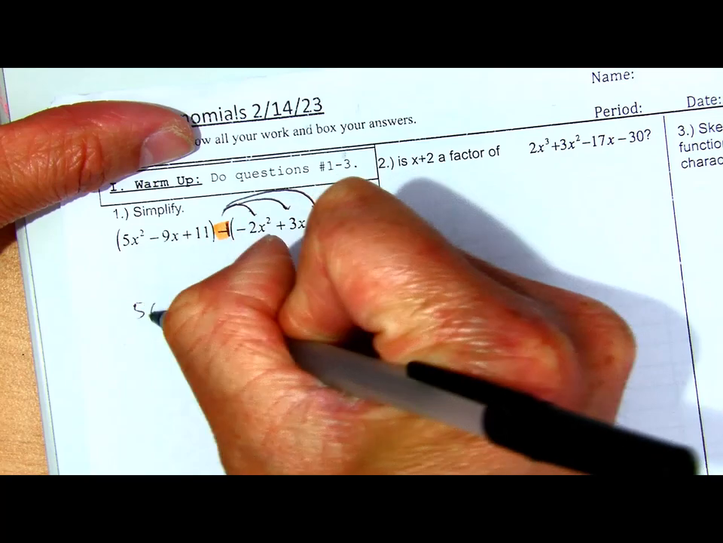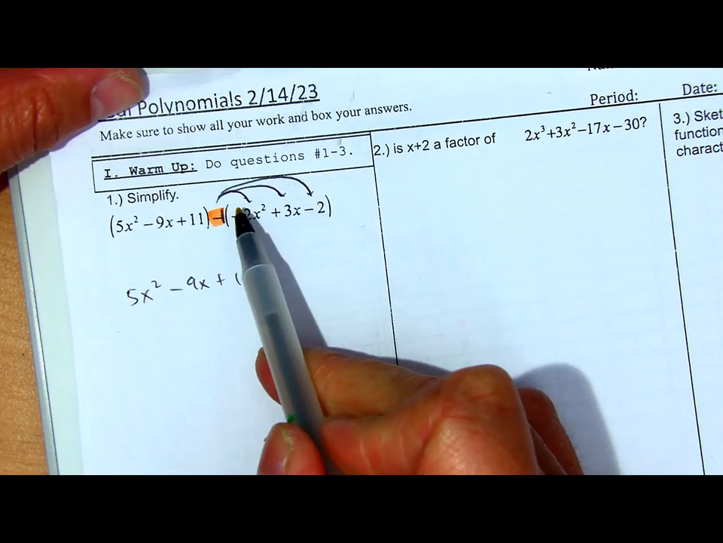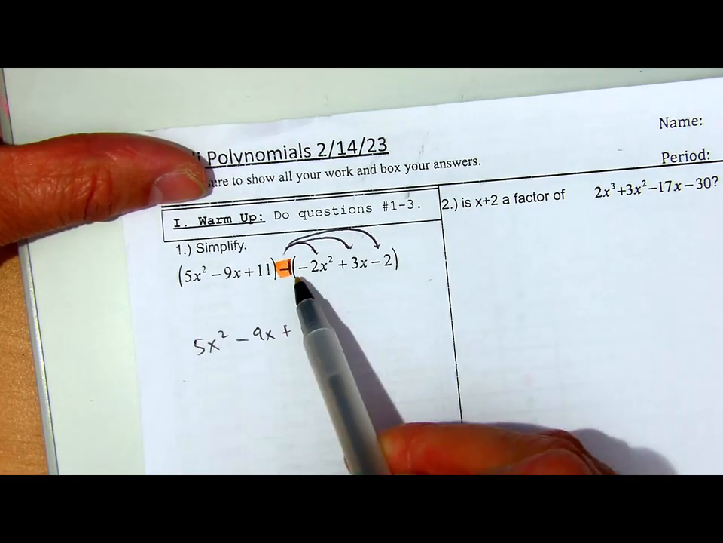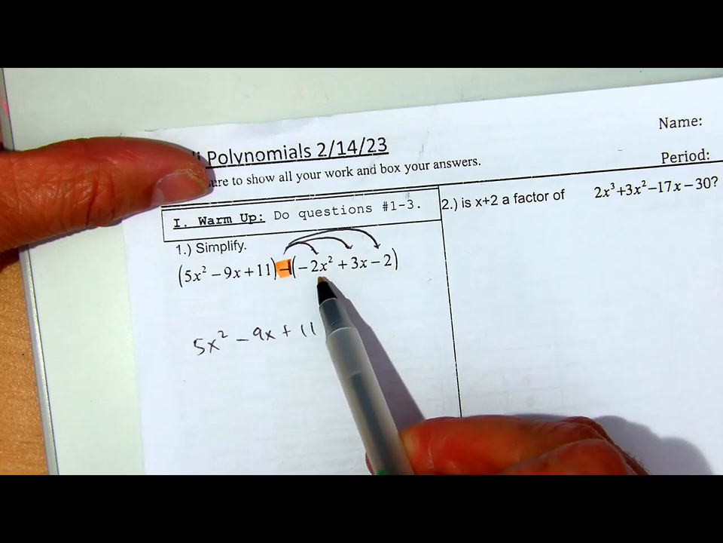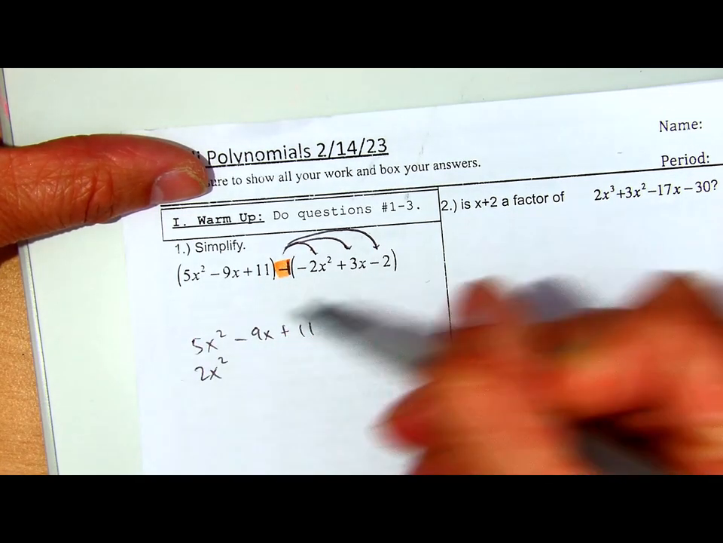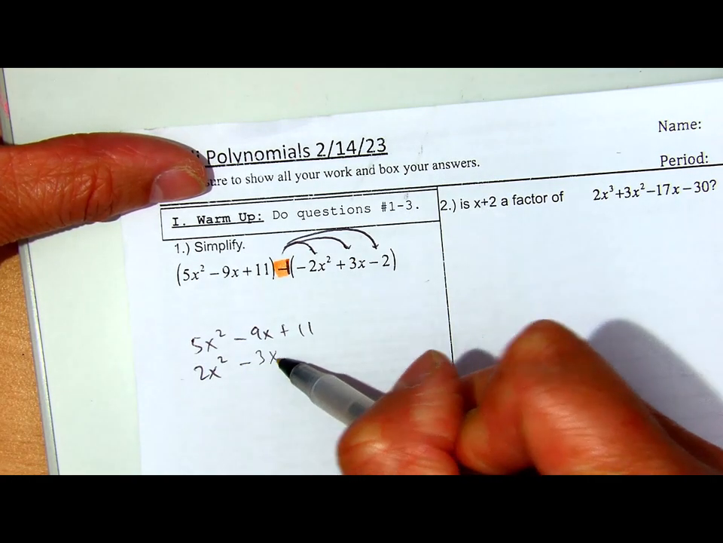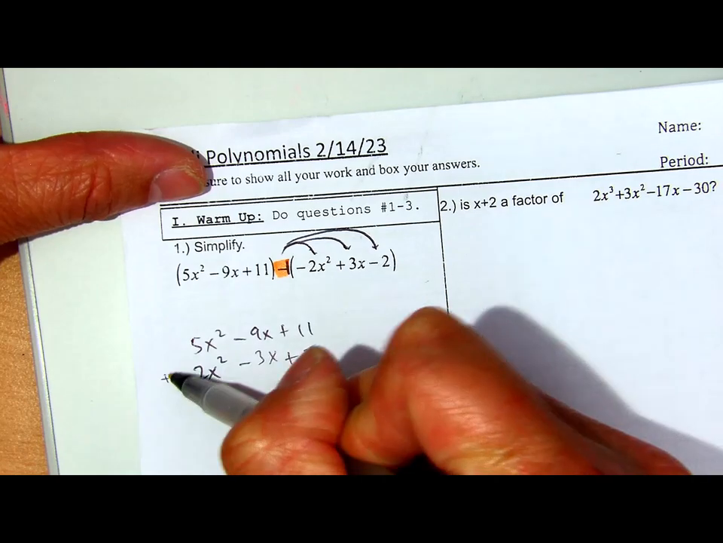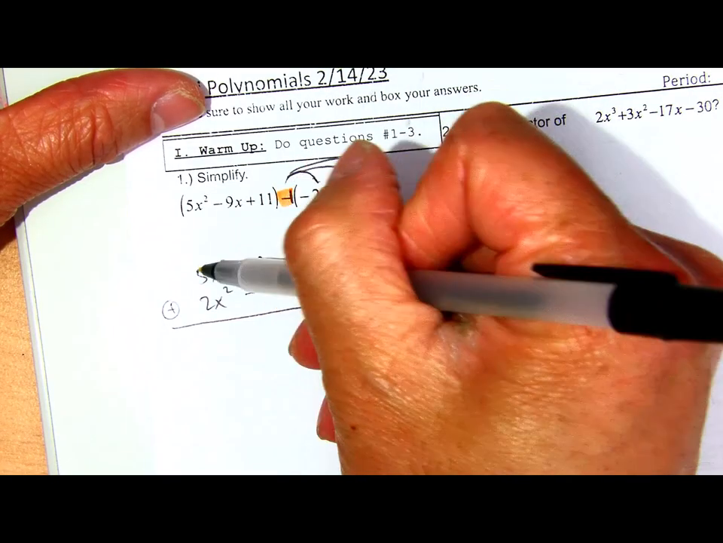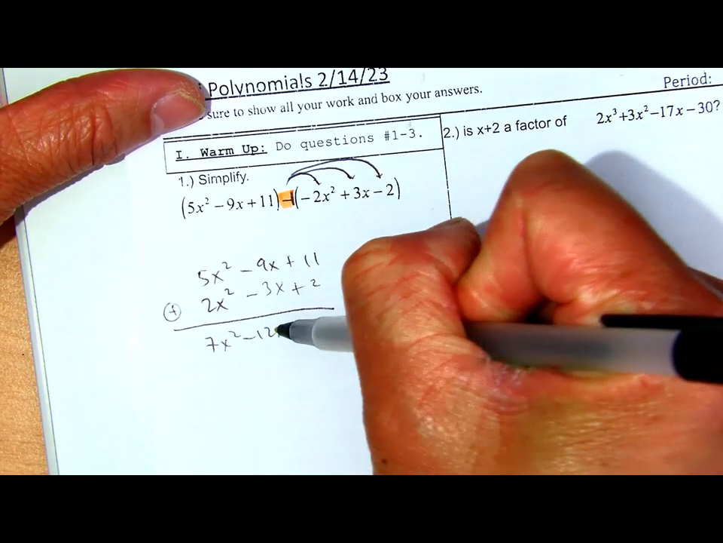I'm going to rewrite the first one. And as I distribute here, I'm going to write it underneath its like term. -1 times a negative is a positive, so positive 2x squared. Negative 3x, positive 2. Here we're adding. Just look at the coefficients, so 5 plus 2 is 7, negative 12, and 13.